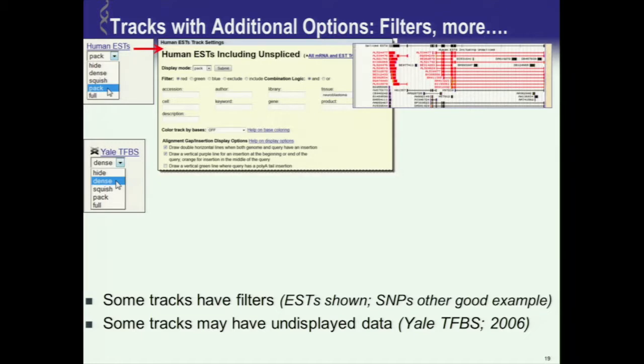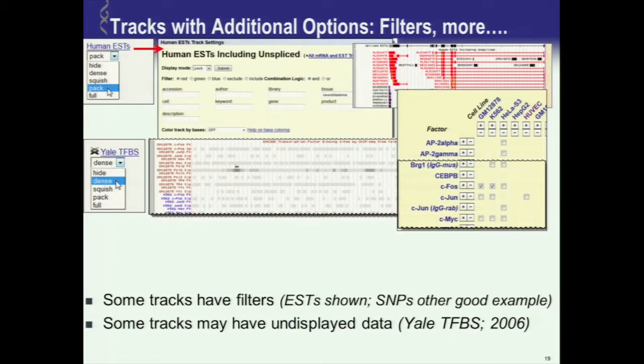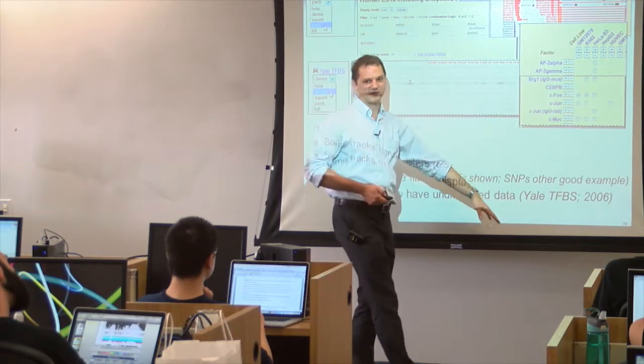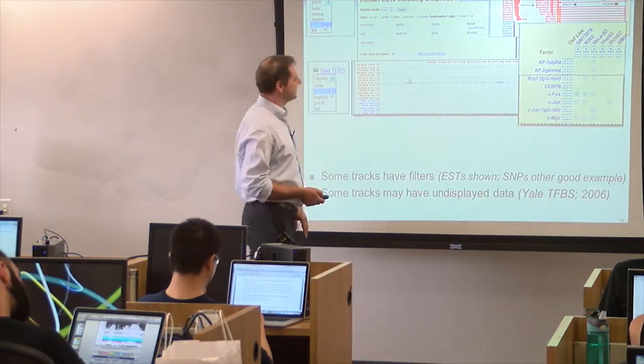Other tracks, like I mentioned, a lot of the regulatory information that's coming from ENCODE, have massive amounts of data buried in them. It'll just be one little thing that you can view in normal mode, but when you dig into it, you find there's a ton of stuff there. So for example, this transcription factor binding site track, if you wanted to look at the raw data, you can do that. You would go in. This in itself is a massive page. It's a matrix of all the different cell lines that were studied as a part of the ENCODE project, and every different transcription factor that ChIP was done on.